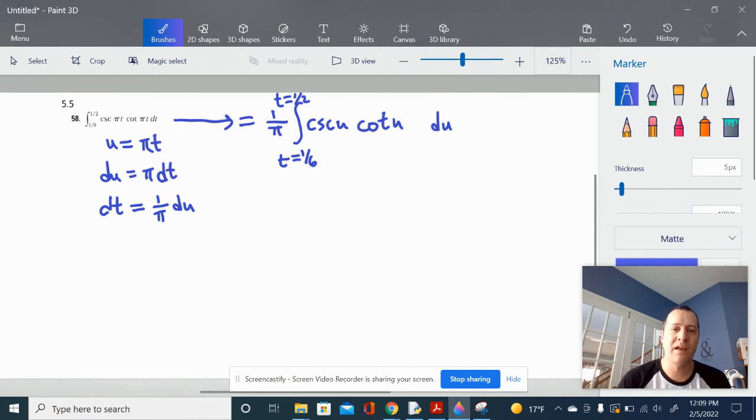And if you do it this way, usually the idea would be you integrate, then substitute the t's back in, and then use these values, right? So that's one way to do it.